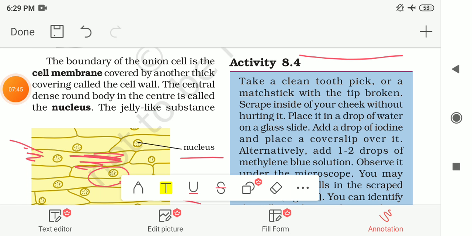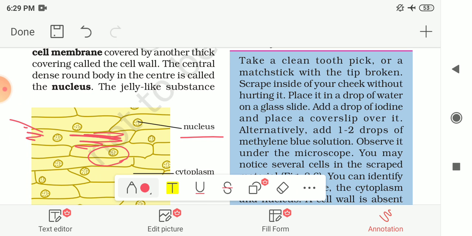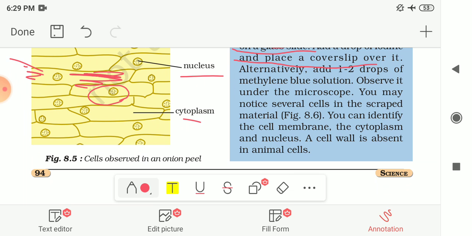To observe the animal cell, the next activity is given to you. For that you have to take a clean toothpick or a matchstick with the tip broken, and then scrape inside your cheek without hurting it, and put it in a drop of water on a glass slide, add a drop of iodine and place a cover slip over it. In place of iodine you can also use one to two drops of methylene blue solution. It is for coloring purposes.